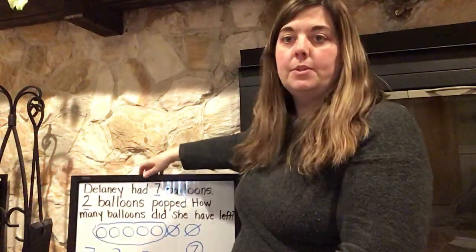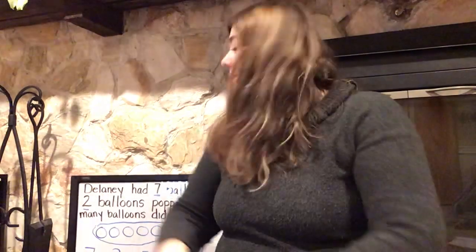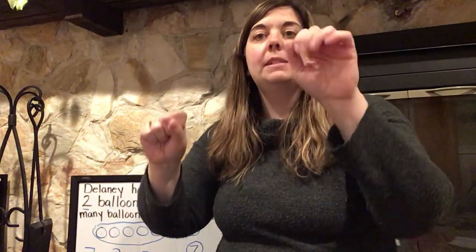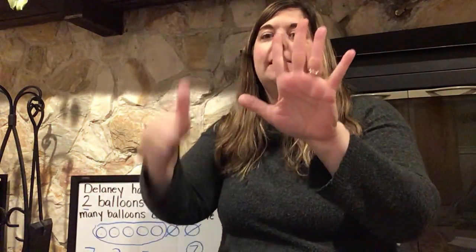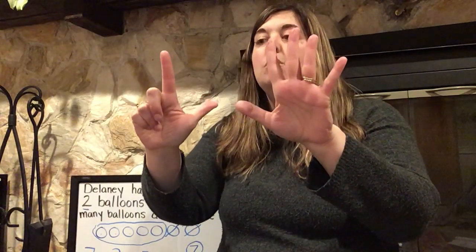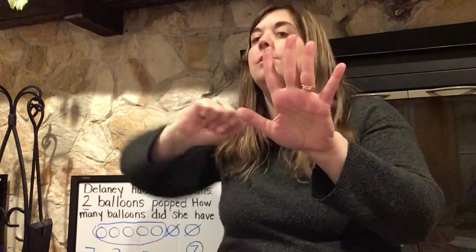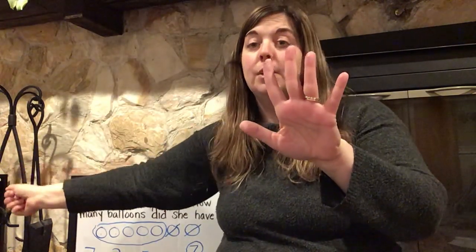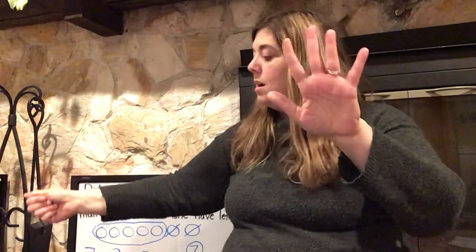All right, I'm going to show you just another way we could do this with just my fingers so you can see it a different way too. We are going to pretend that Delaney had 7 balloons. So I'm going to put up 7 fingers. We have 5, 6, 7. So we had 7 balloons. Uh-oh, 2 popped. So ready? 1, 2. Those balloons are gone now. They're popped. Poor Delaney only has this many left.